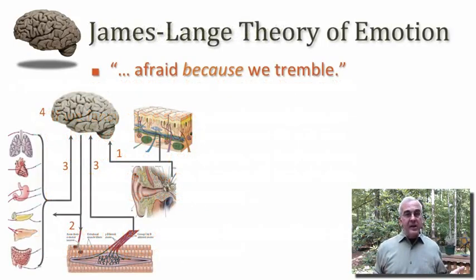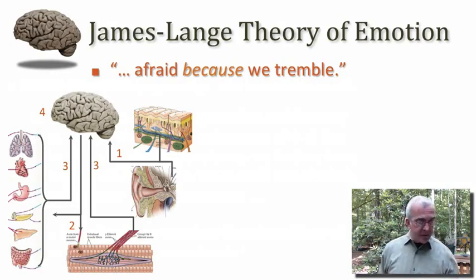Well, James and, at about the same time, Lange together came up with pretty much the same concept. And together, this is sometimes called the James-Lange theory of emotion. It's one of the very earliest neurobiological theories of emotion. And here's how this worked.